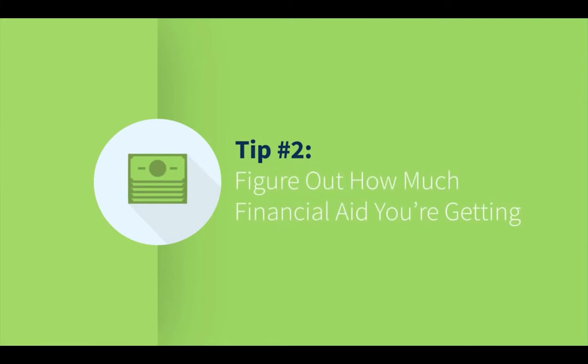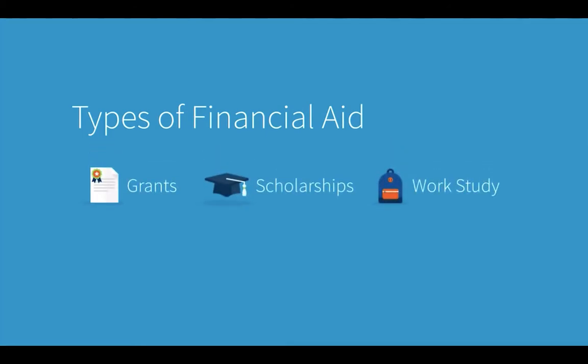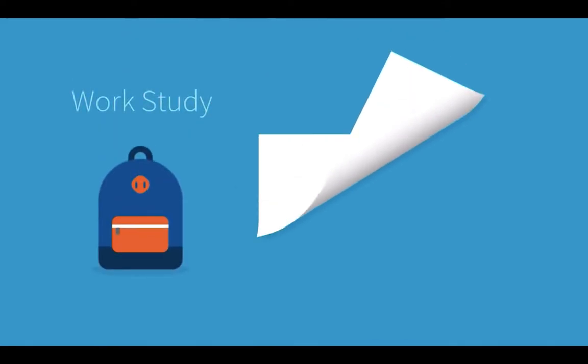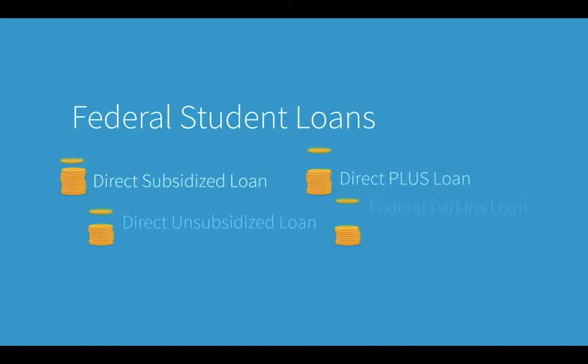Tip number 2. Figure out how much financial aid you're getting. The letter lists how much financial aid you're being offered, including grants, scholarships, and WorkStudy. You don't have to pay back any of these. WorkStudy is a job on campus with pay. You can use that money for living costs. You'll also see your eligibility for federal student loans, which you will have to pay back with interest.